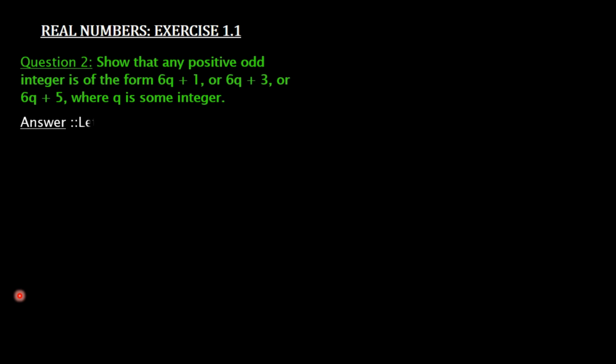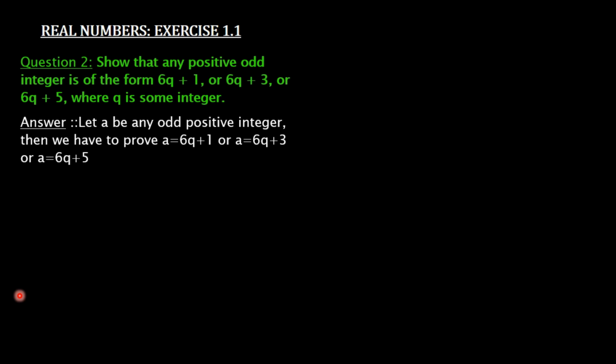So for that, let a be an odd positive integer. Then we have to prove a equal to 6q plus 1 or a equal to 6q plus 3 or a equal to 6q plus 5. So here by the previous knowledge we can find that we have to apply the Euclid division lemma to a and 6 to proceed with this problem further.